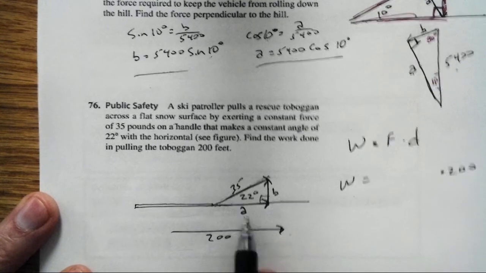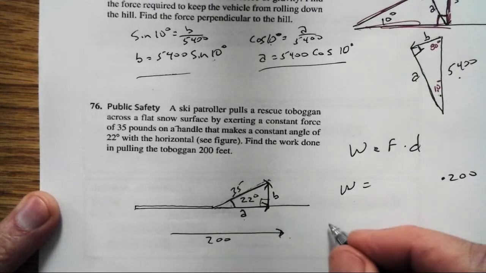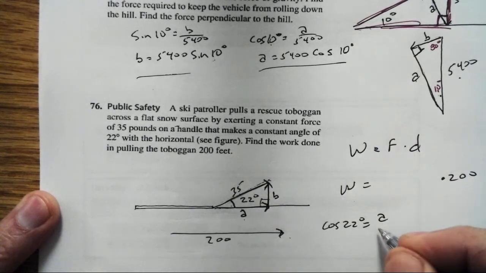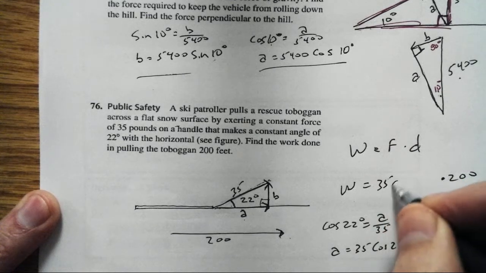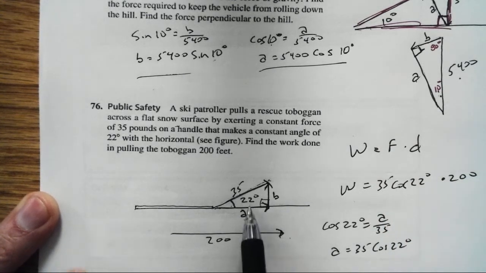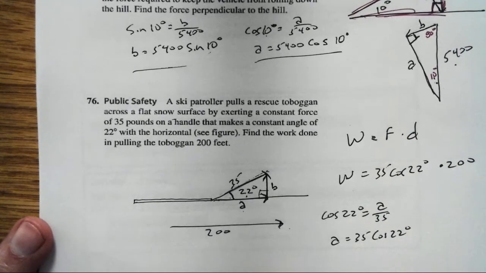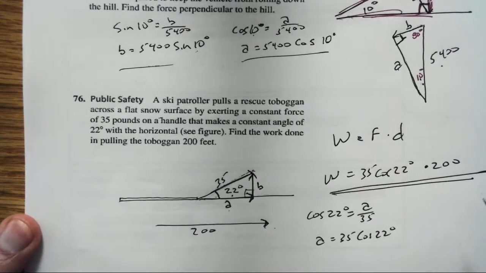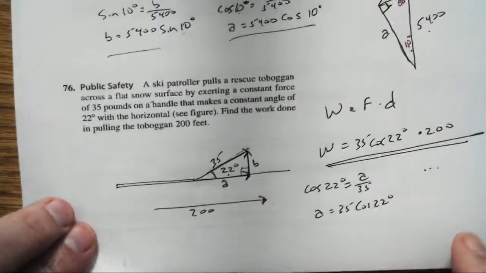The force is A. From the 22 degree angle, A is our adjacent, 35 is our hypotenuse. Cosine of 22 degrees equals adjacent A on hypotenuse 35. A is 35 cosine of 22 degrees. Again, cosine of 22 is closer to 1 than it is to 0, so we're getting most of the benefit of pulling at 35, but we're not getting the whole 35 there. But we are getting the whole 200. I will leave the computation of that to you on your calculator, and that wraps up section 6.4.